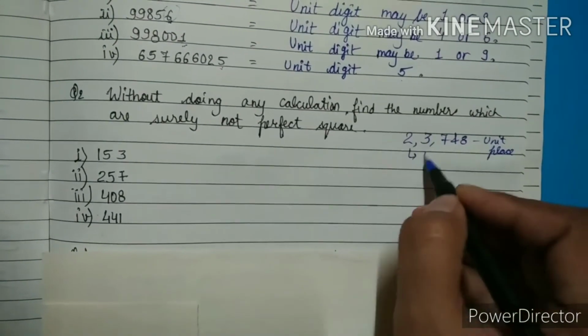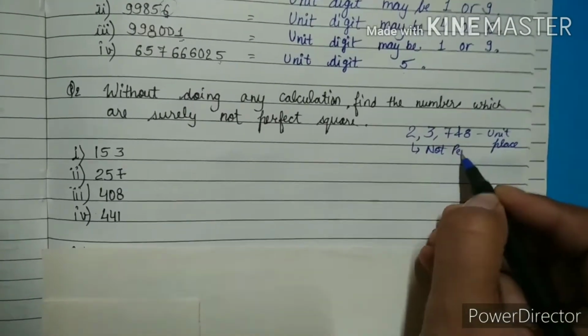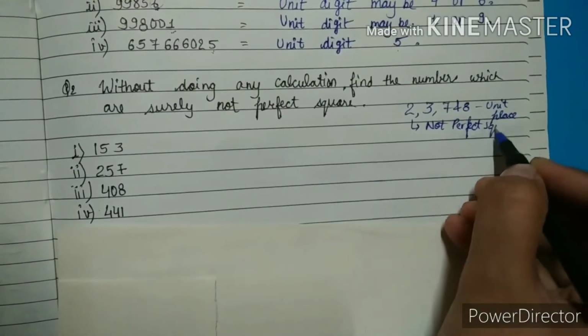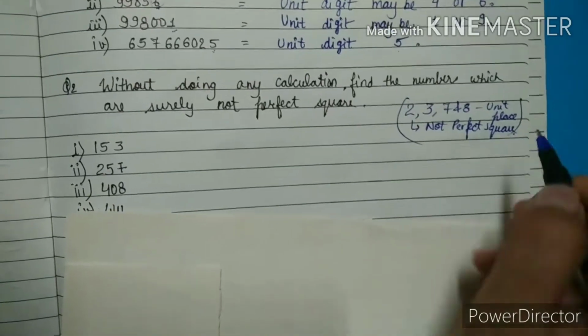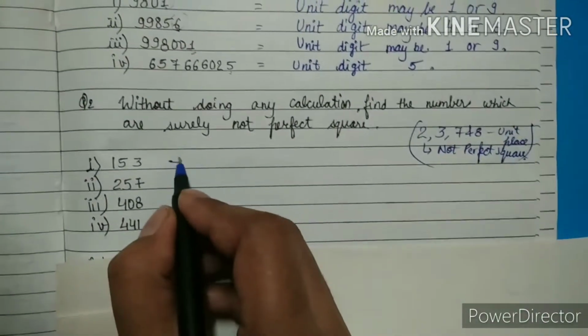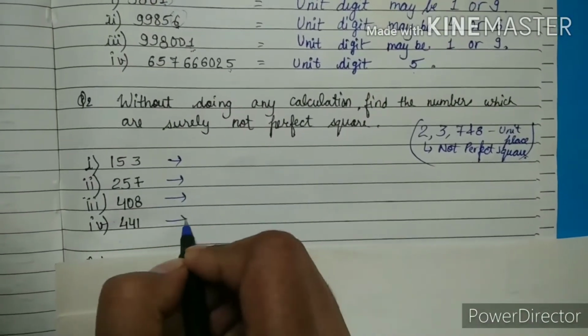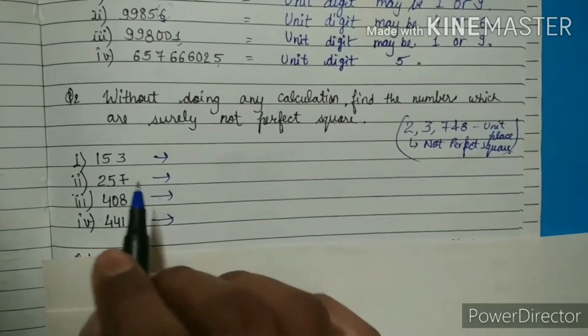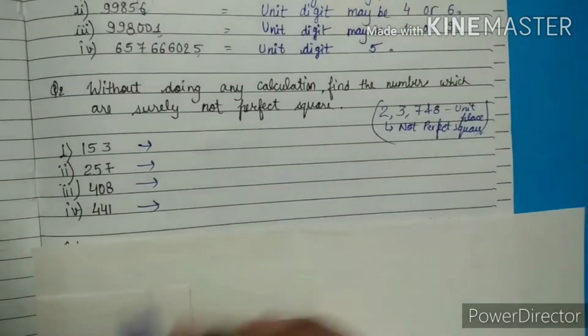So they are not perfect squares. We have to just directly see, without any calculation, and say whether they are perfect squares or not.